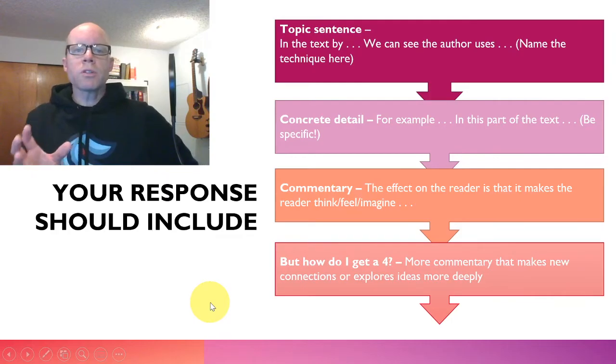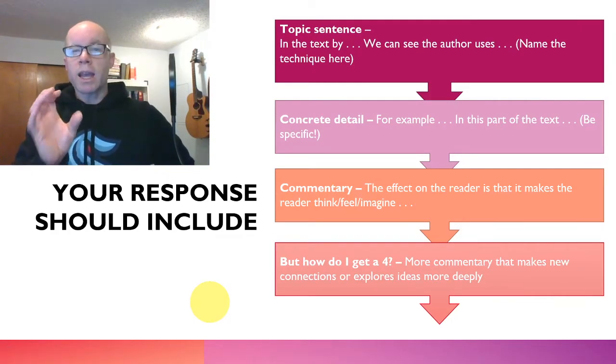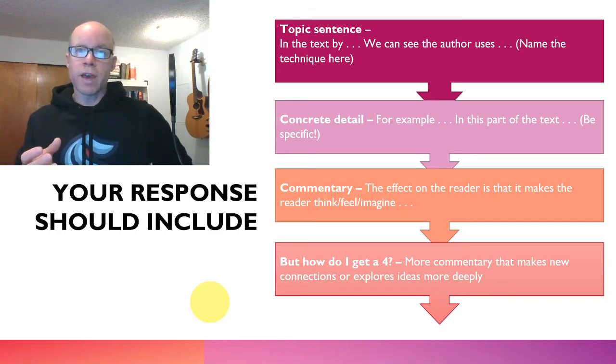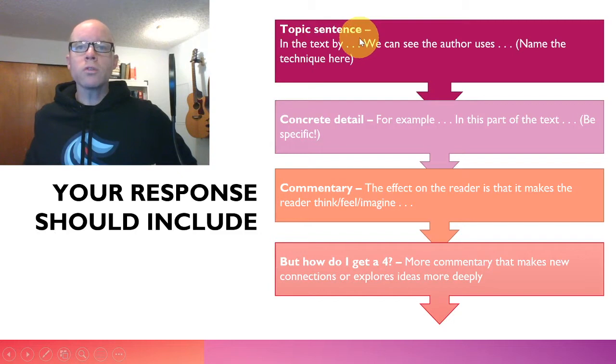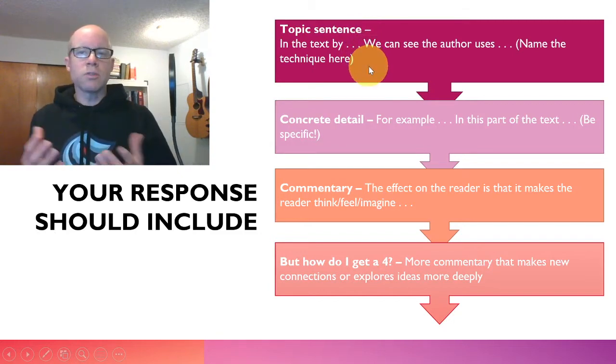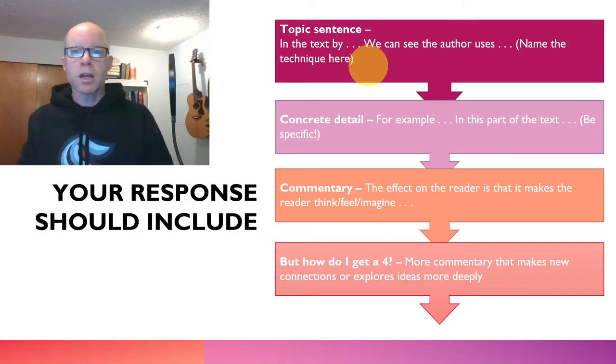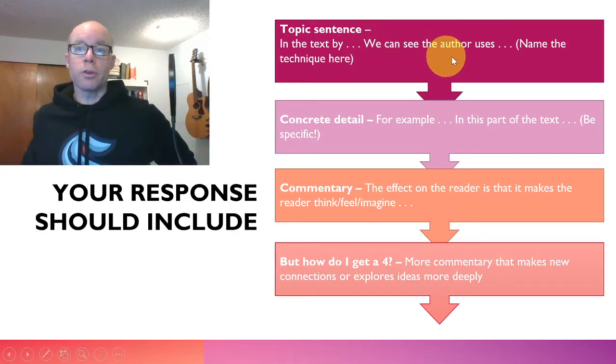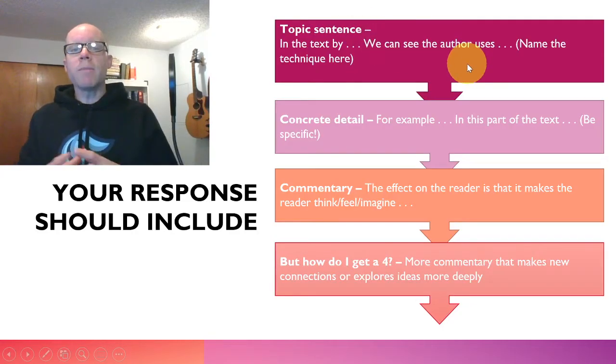So every response to a text should be accurate and it should be detailed and it should be organized more or less in the same fashion. Here's what we're going to start with. Our topic sentence. We also call this a claim. So when you're starting one of these topic sentences, you can use different phrases like in the text by or we can see the author uses, and then we want to name that technique here.